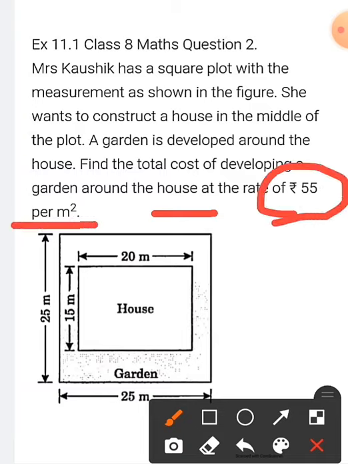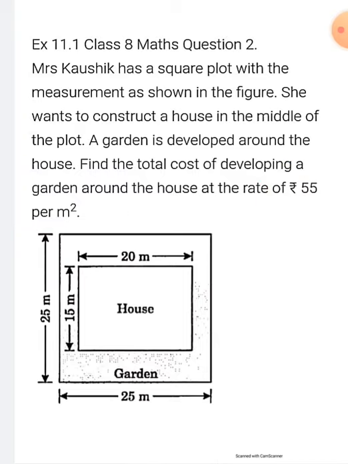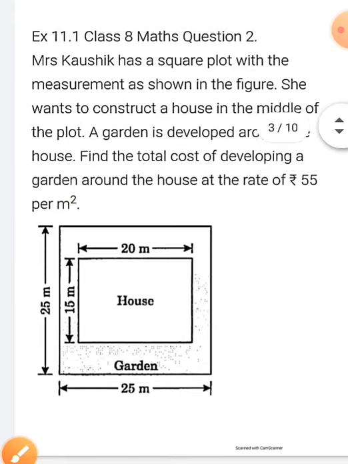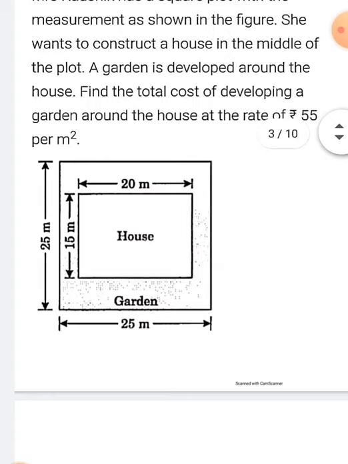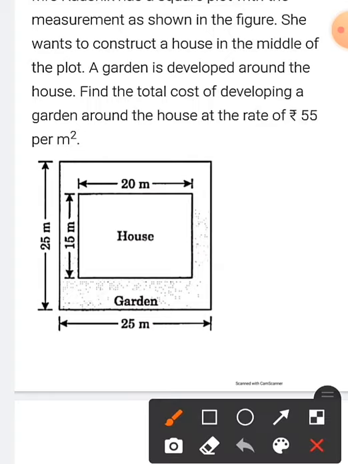Okay, find the cost of developing the garden. So जो garden है उसको develop करने का कितना cost होगा, charge होगा, that you need to find out. तो सबसे पहले we need to understand the question. They are asking to find the cost of developing the garden.